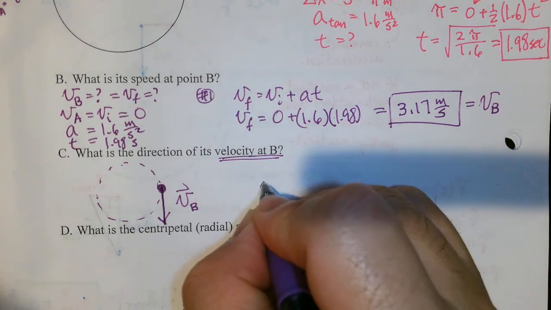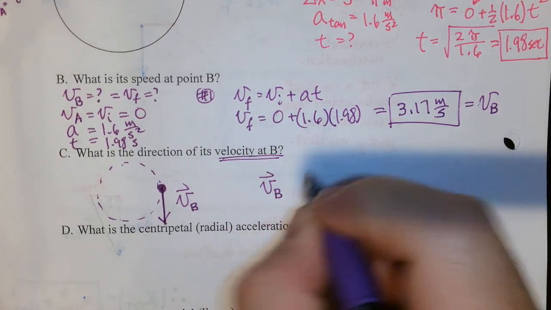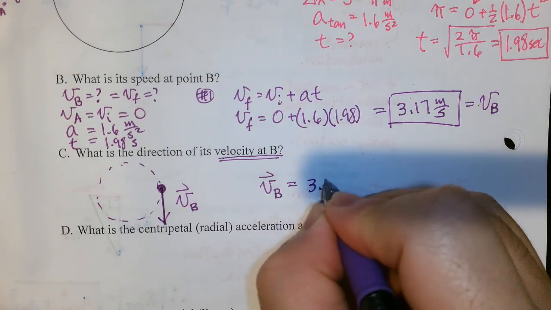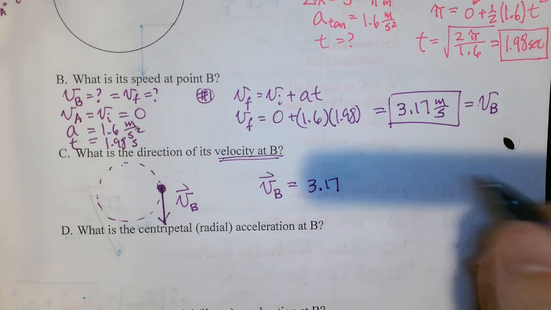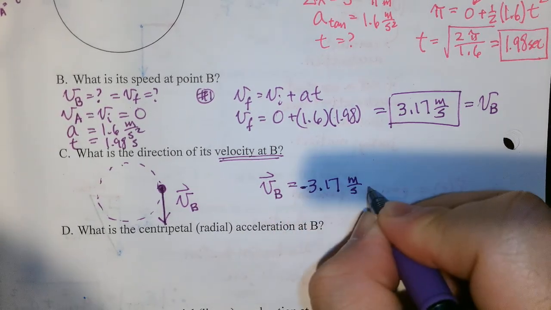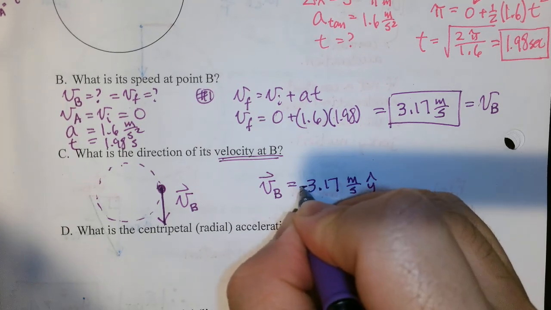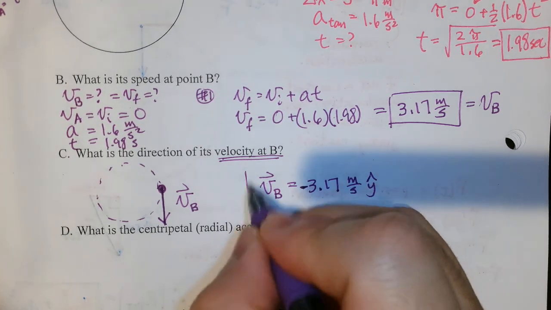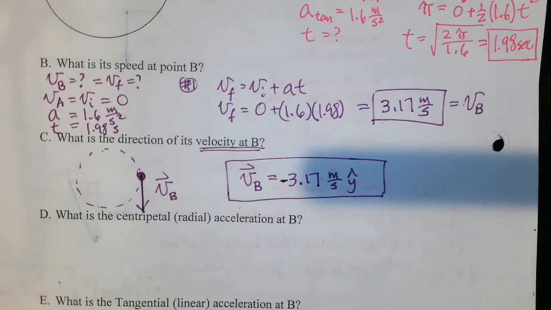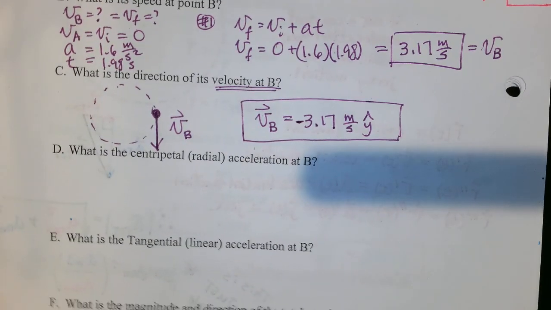Or if you want to show off, you could say my velocity vector at point B is equal to 3.17 meters per second in the negative y hat direction. Negative y hat direction.